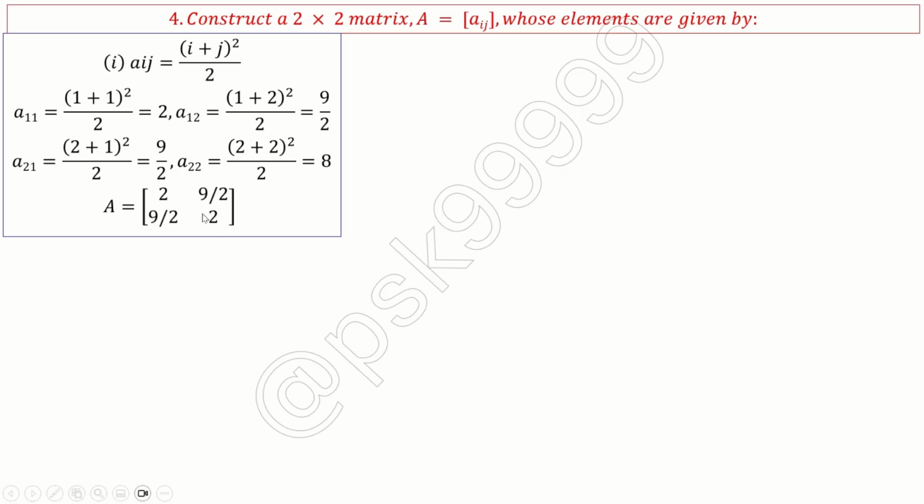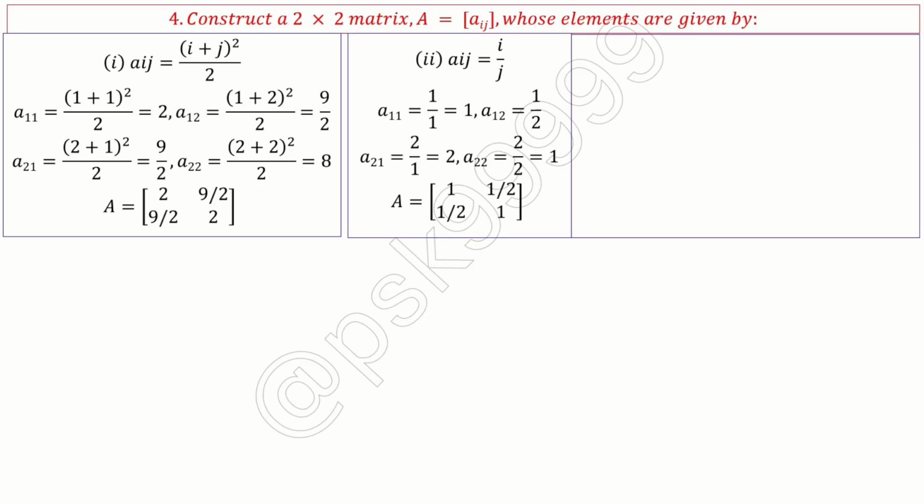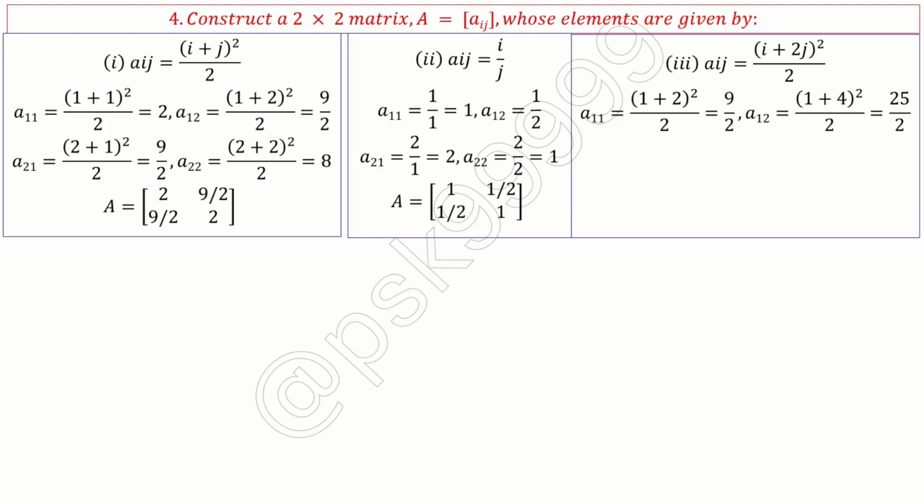Sorry, this should be 8, this is not 2. Because 4 square is 16, 16 by 2 is 8. So this is 8, A22. So this is how you construct a matrix where the index is given with some relation between the element indexes. Similarly, you can do other problems.